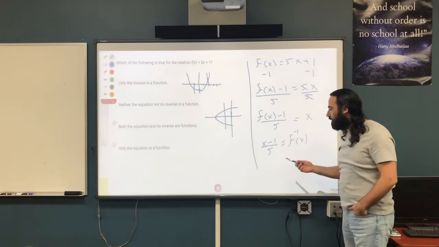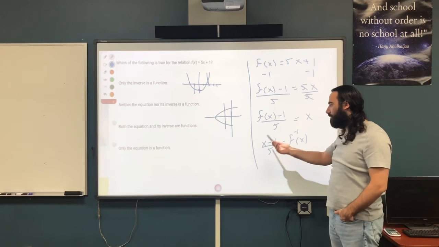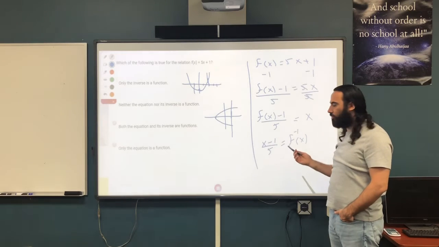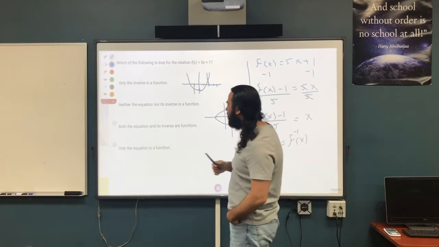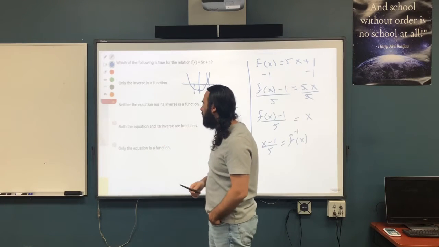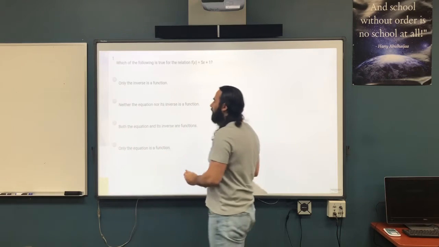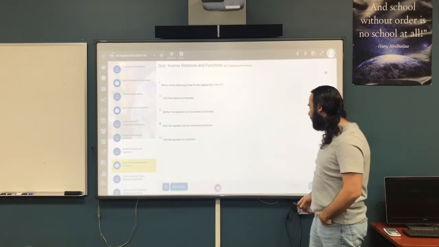Now in this case, it's the same, it's a function. Why? Again, if you plug in positive, negative, or a fraction, it's going to give you a different y each time, so it is a function. So we just write down both the equation and its inverse are functions. That's the answer. Let's go to the next one. Hopefully we'll have an example where it's not a function.